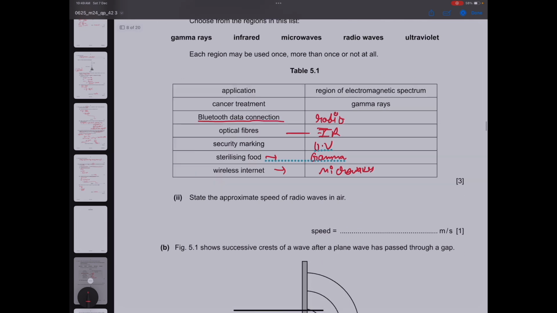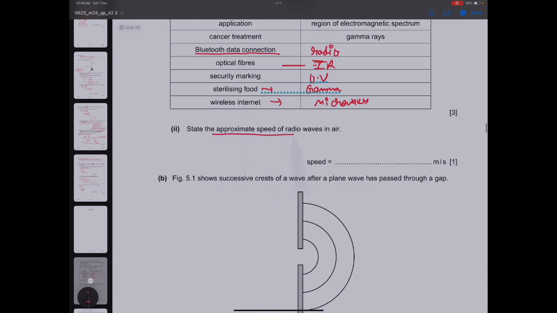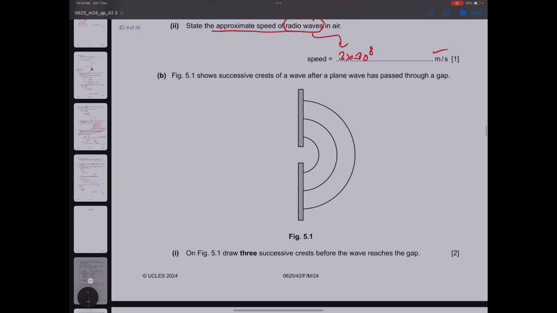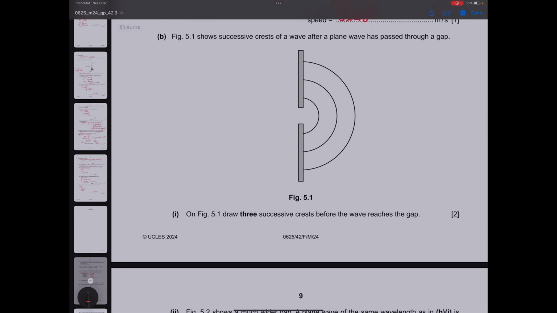Alright, state the approximate speed of radio waves in air. We know that all EM waves have the same speed, and this is also an EM wave, so 3 × 10^8 meters per second is the answer. Now, figure 5.1 shows successive crests of a plane wave passing through a narrow gap. On figure 5.1, draw 3 successive crests before the gap.